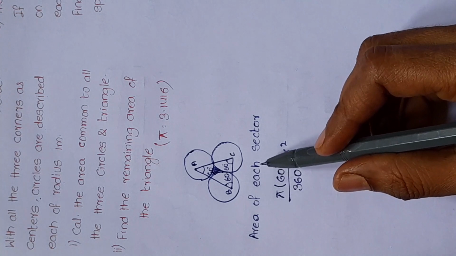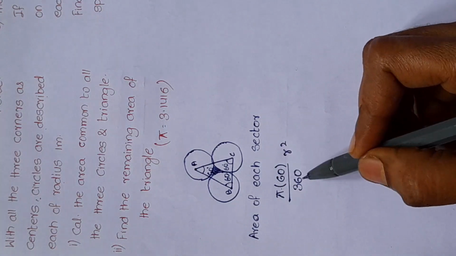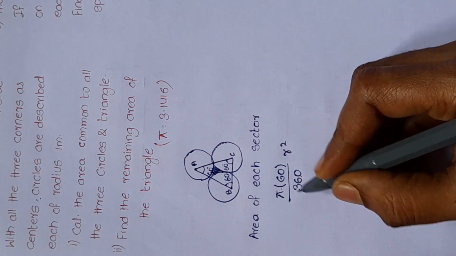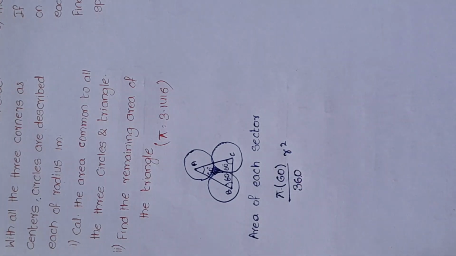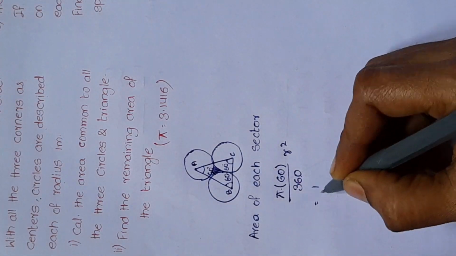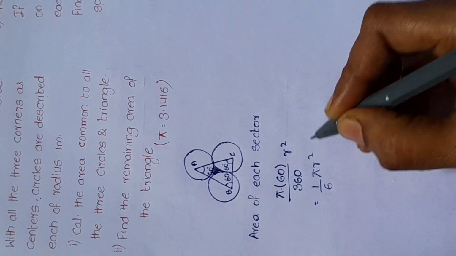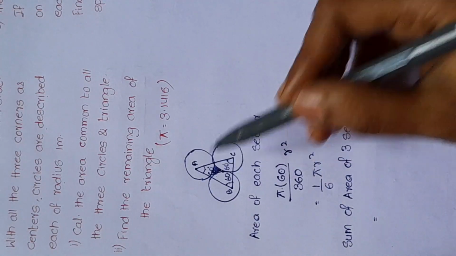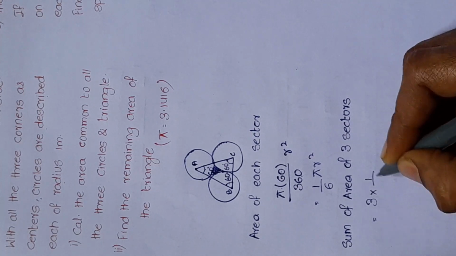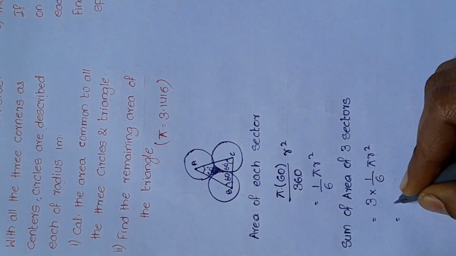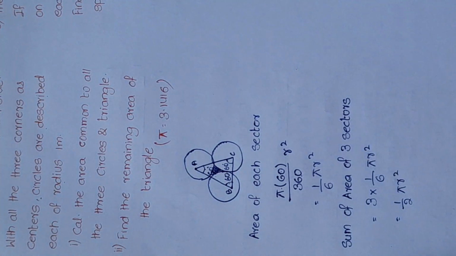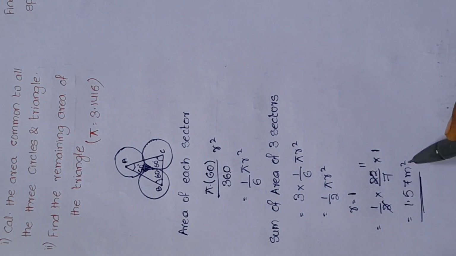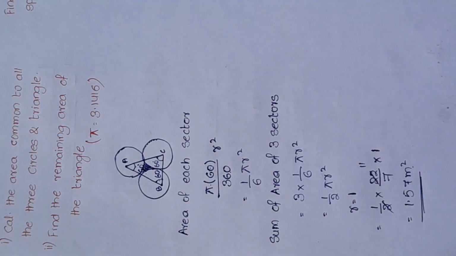Now the area of each sector is pi theta by 360 degrees into r square. Substituting theta as 60 here, we get the area of each sector as 1 by 6 pi r square. So there are 3 sectors like this. So the sum of areas of these 3 sectors is 3 into 1 by 6 pi r square. This is 1 by 2 pi r square. In the given question, r is equal to 1. So substituting r is equal to 1, 1.57 meter square is the area of these 3 sectors.